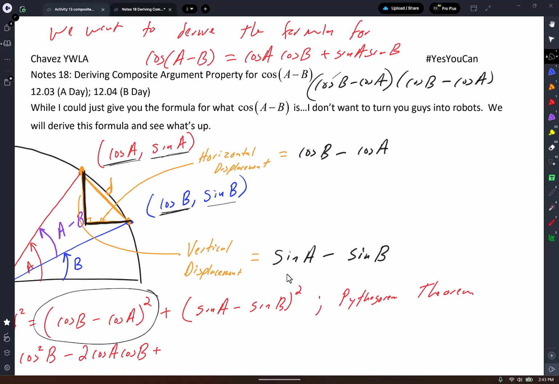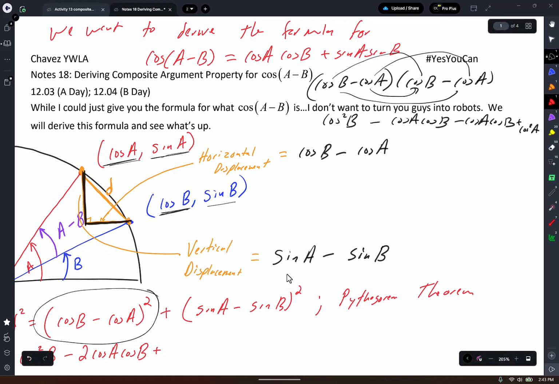So all I'm doing is cosine B times cosine B, cosine squared B. Cosine B times cosine A, minus cosine A cosine B. Cosine A times cosine B, look, that's another one, minus cosine A cosine B. And then cosine A times cosine A, a negative times a negative, plus cosine squared A. See, that's all I'm doing.